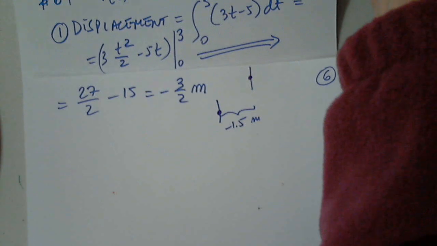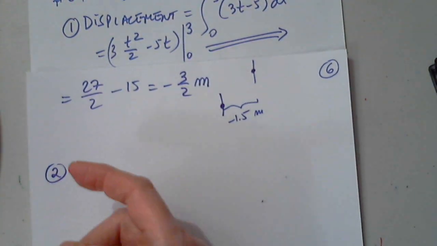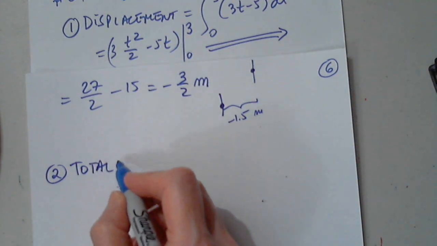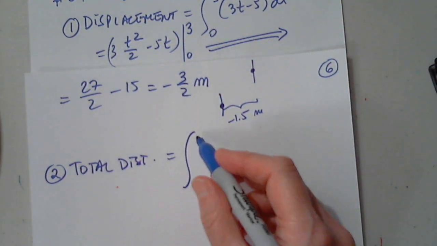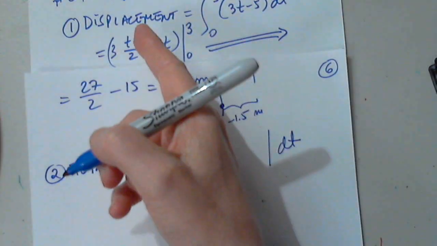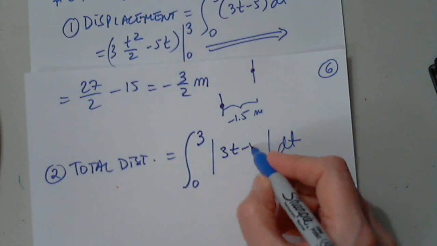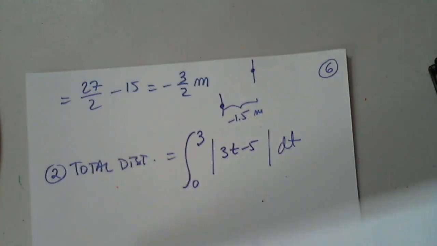Now, stop me if you have questions, please. So now for number 2, for the total distance, I have the integral from 0 to 3, but of the absolute value of 3t minus 5, which is a different story.